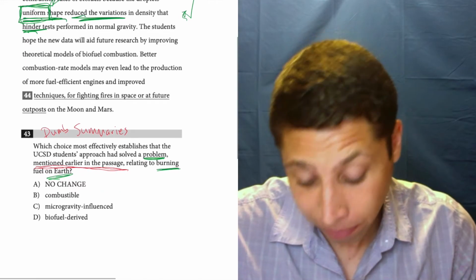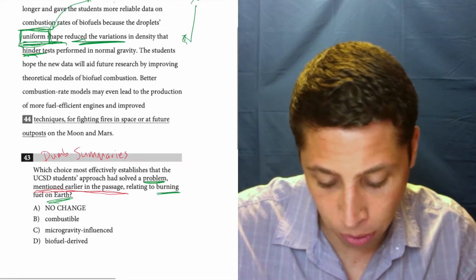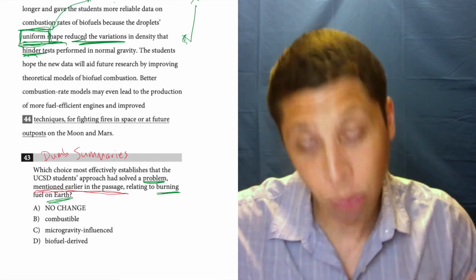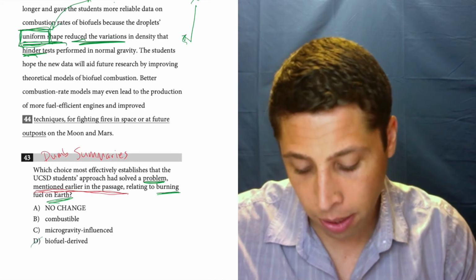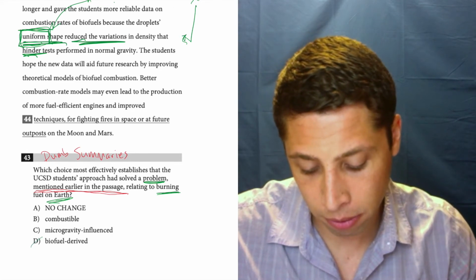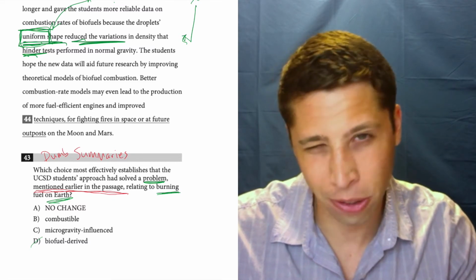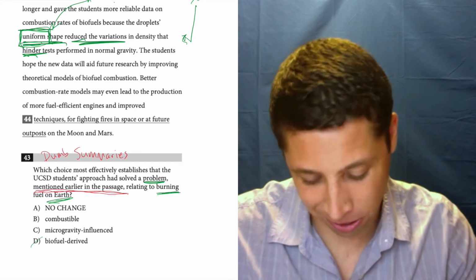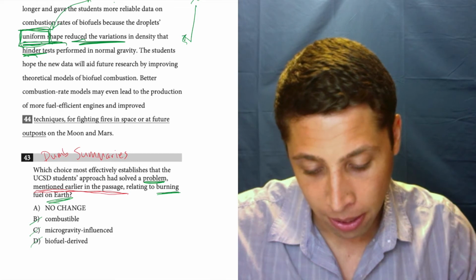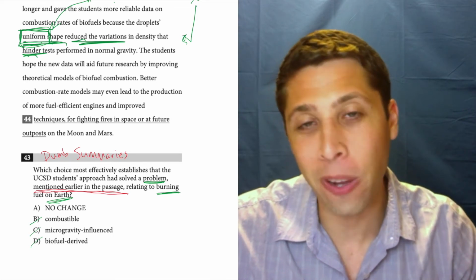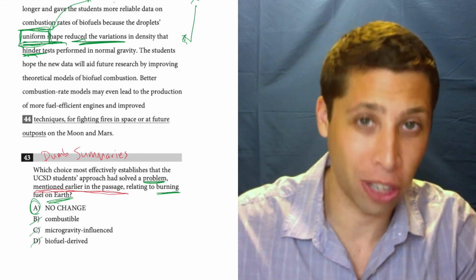It's the same. And look at the other things. Combustible, microgravity influenced, biofuel derived. Those weren't problems, right? Those were just kind of facts of the situation. The whole point was that it was from a biofuel. Microgravity influenced. Well, if it's on Earth, then that wasn't the issue, right? They wanted to be in microgravity, off Earth, so that's kind of backwards anyway. And yeah, it's fuel. Of course, it's combustible. The only one that has to do with the shape is A, and the whole passage is about the shape.